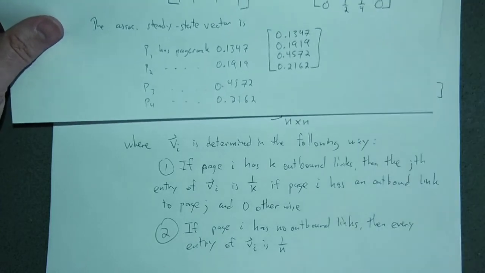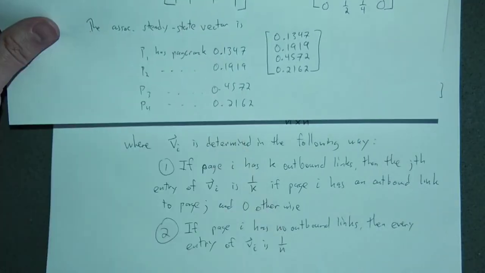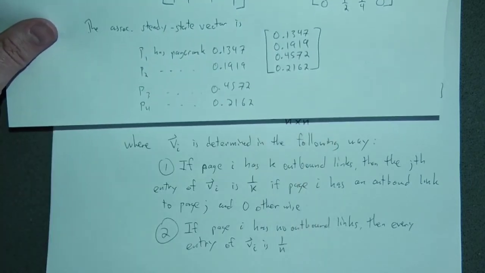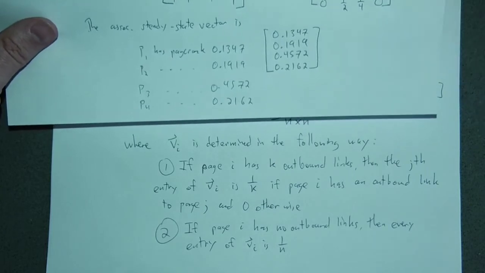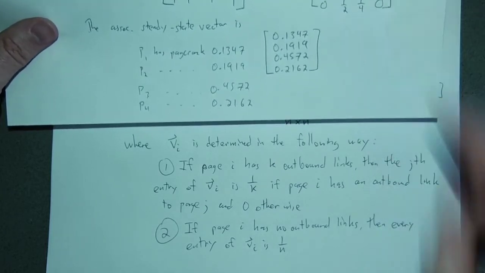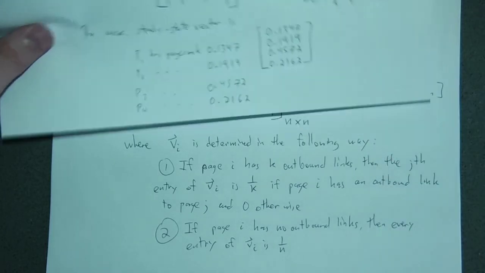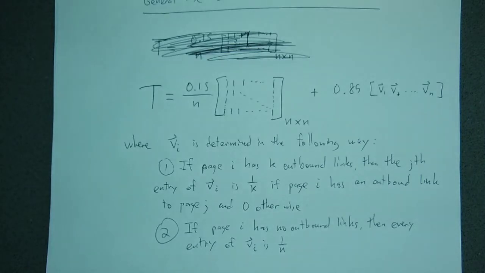Okay, in the third column, you might look at it and say, oh, where does that come from? Well, it comes from part 2, where you are dealing with a page that has no outbound links, whereas pages 1 and 2 did have at least one outbound link each. Lastly, page 4 has a single non-zero entry, which is the second entry, because the only page it links to is page 2. Okay.